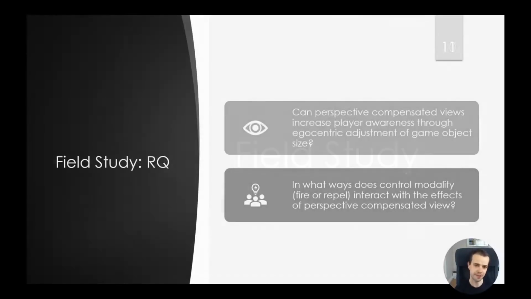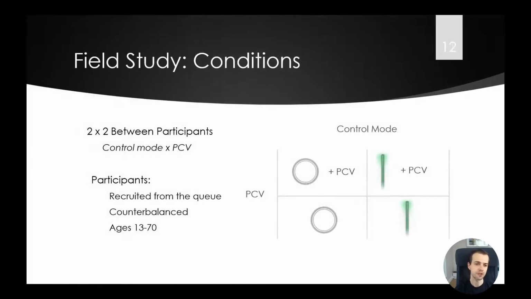So in our field experiment, we had 2 research questions. First one is, can perspective compensated view increase player awareness through egocentric adjustment of game object size? And the second one is, in what ways does control modality, that is, bounce to fire, bounce to repel, interact with the effects of perspective compensated view? We ran a 2x2 between participants study, where one factor was the control mode, fire or repel, and the second one was perspective compensated view, that is, on or off.